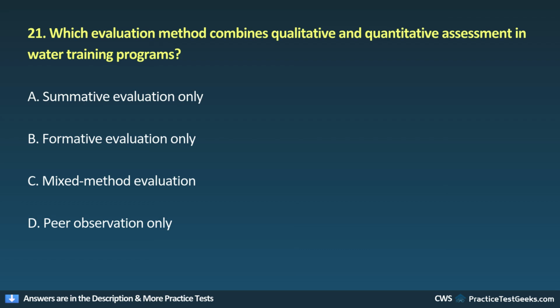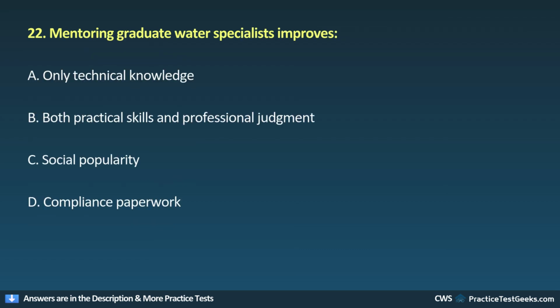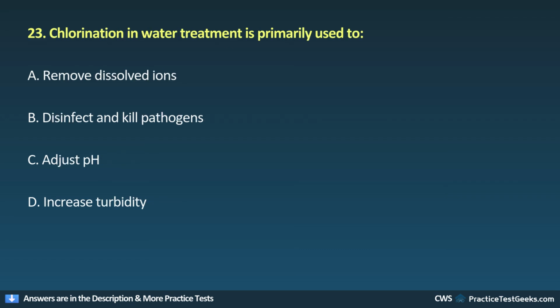D. Peer observation only. 22. Mentoring graduate water specialists improves A. Only technical knowledge. B. Both practical skills and professional judgment. C. Social popularity. D. Compliance paperwork. 23. Chlorination in water treatment is primarily used to A. Remove dissolved ions. B. Disinfect and kill pathogens. C. Adjust pH. D. Increase turbidity.